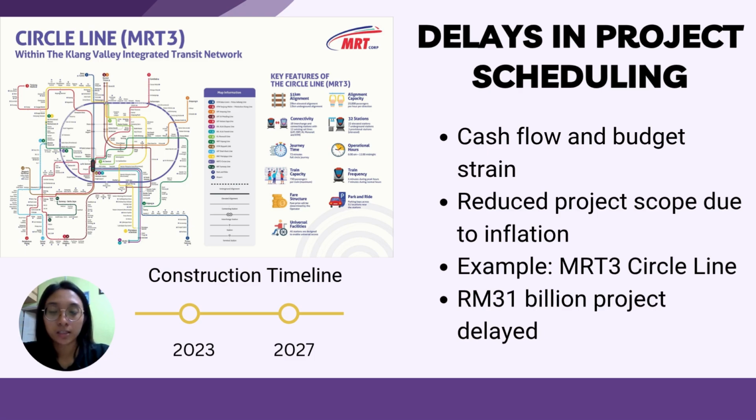A prime example is the MRT3 Circle Line project in Malaysia. Initially estimated at 31 billion, its costs were revised upwards and the start date was postponed from 2023 to 2027. Such delays reduce the return on investment and overall project efficiency.